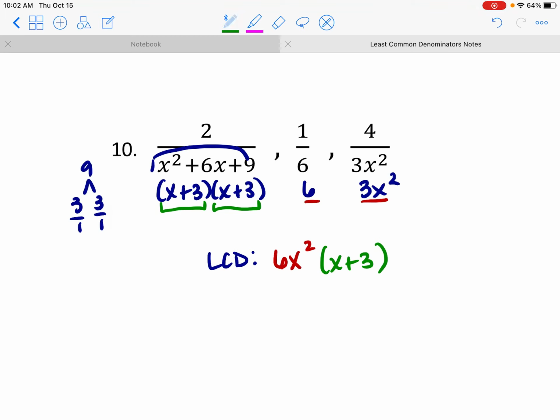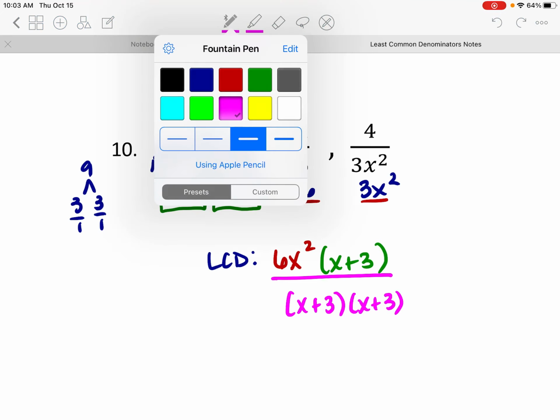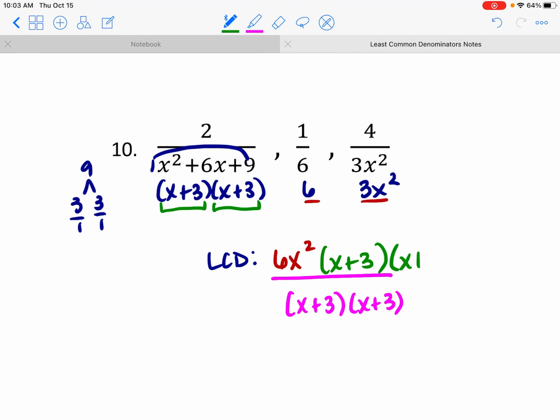But remember, this denominator has to be divisible by each of our denominators. Does 6 go in? Yes. Does 3x squared go in? 3 goes into 6, x squared goes into x squared? Yes. But our first denominator has an x plus 3 and another x plus 3. So only one of the x plus 3's is going to reduce out, which means in order for this to actually be a common denominator, I would have to have an x plus 3 here twice in order for both of them to reduce.